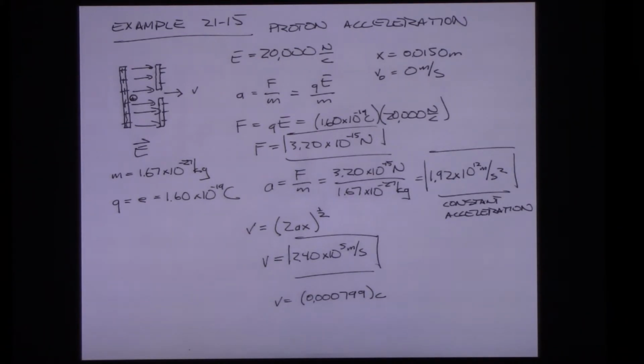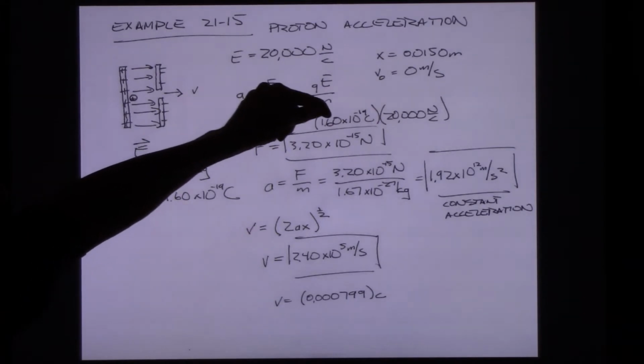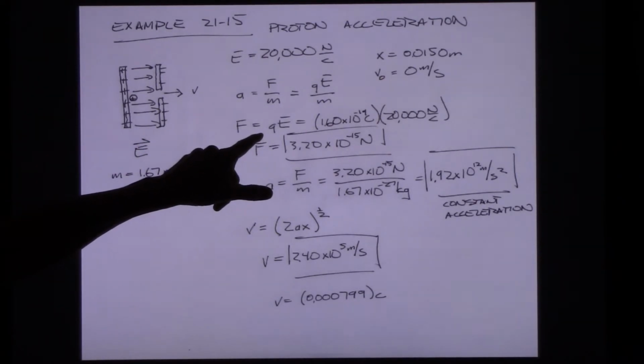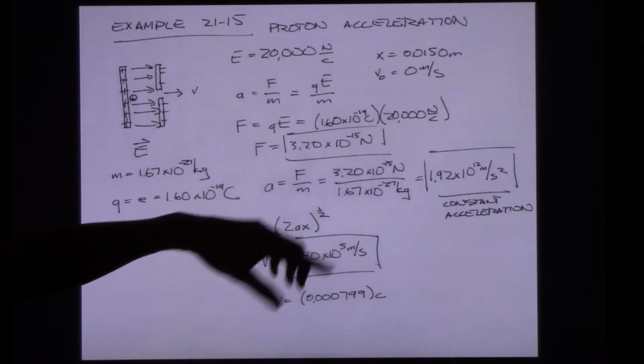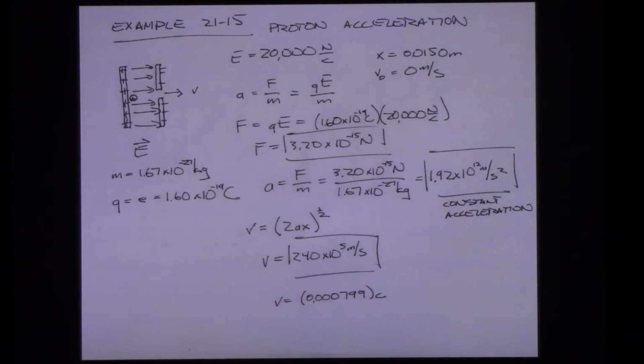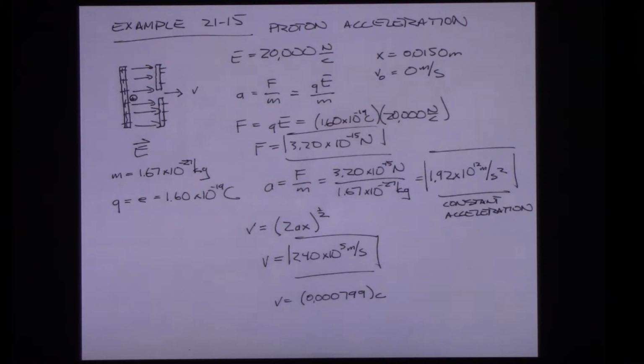Now, let's ask some questions. Same formulas. The only difference here is the mass of the proton is not the mass of the electron. In fact, the mass of the proton is going to be 1,800 times larger than the mass of the electron. So, looking at our formulas, the force is going to be the same. The charge on the proton is the same as the charge on the electron. E field is the same. So the 3.20 times 10 to the minus 19 newtons is the same as the electron. At that step, the proton and the electron have the same amount of force.